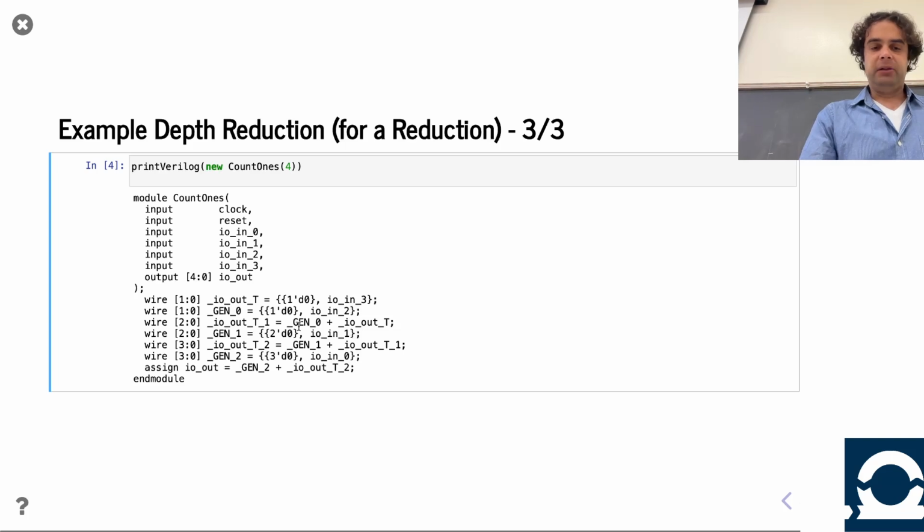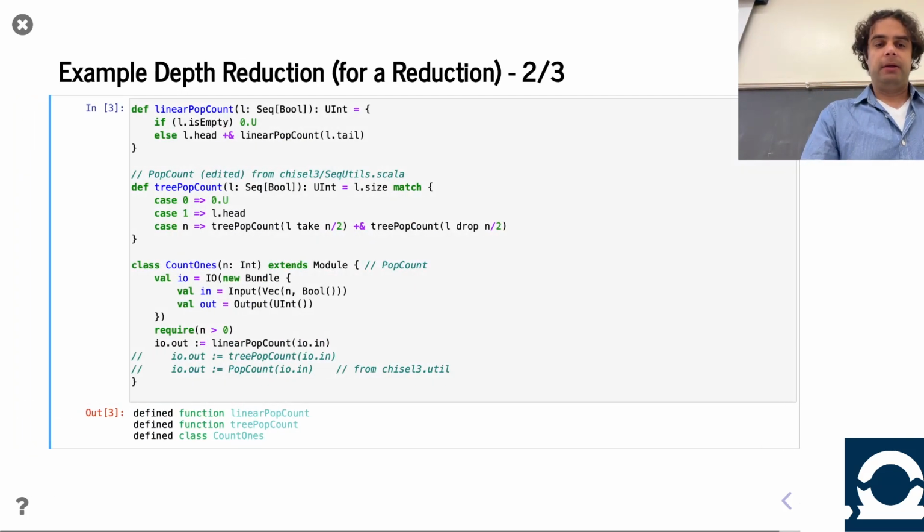A lot of the clutter you're seeing here is concatenating on zeros as it does this growing addition. But what if we try to do it tree style? And you can see here, I'm giving away the fact this is copied from the Chisel Standard Library.